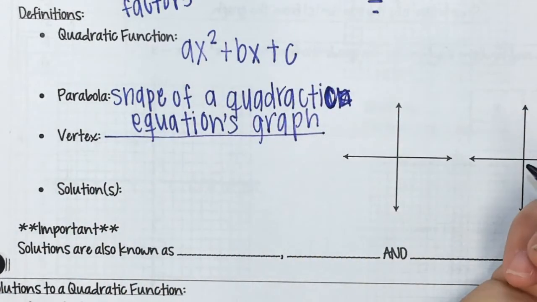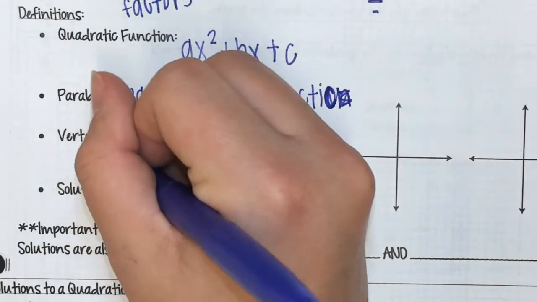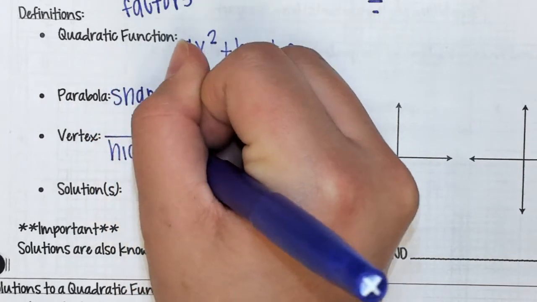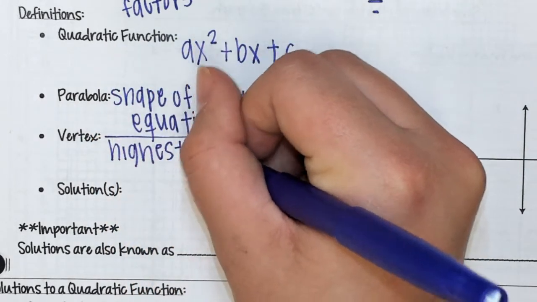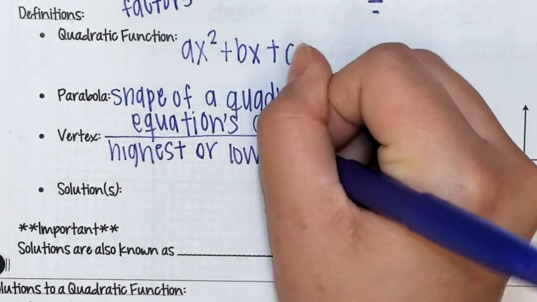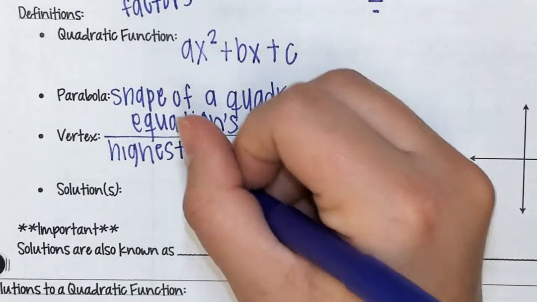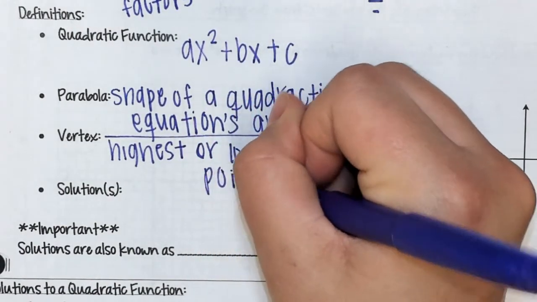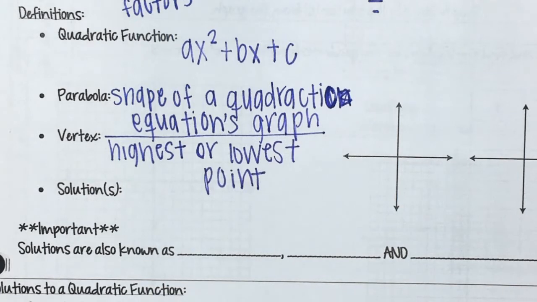Okay, our vertex is going to be the highest or lowest point. What's the highest point called? Maximum. What's the lowest point called? Minimum. Good.